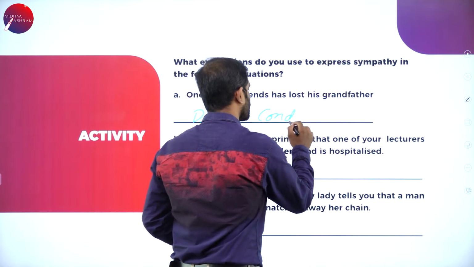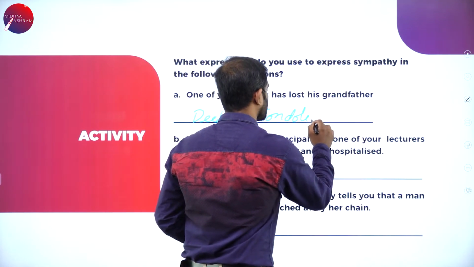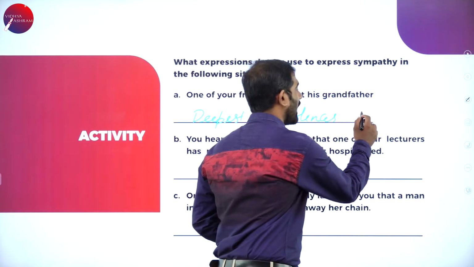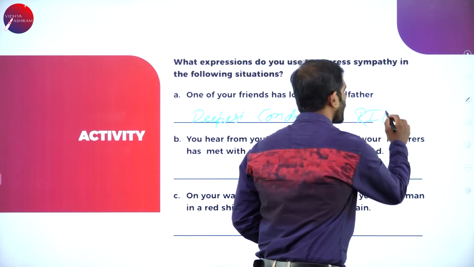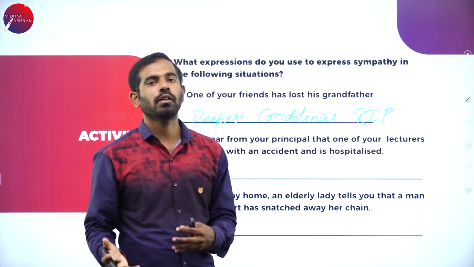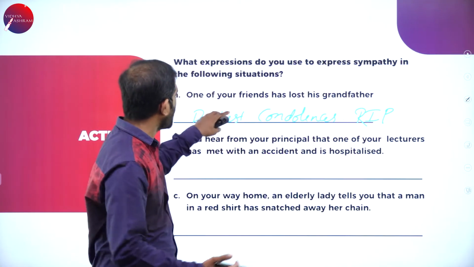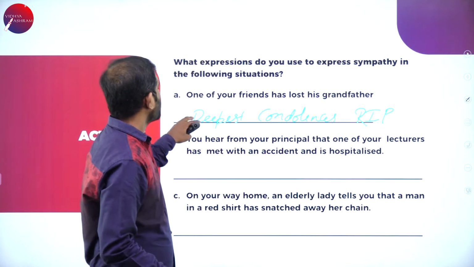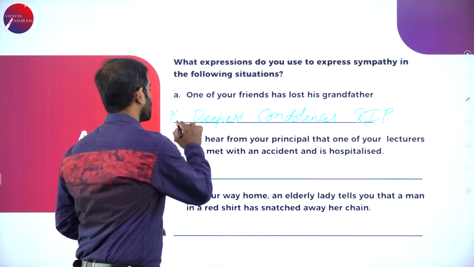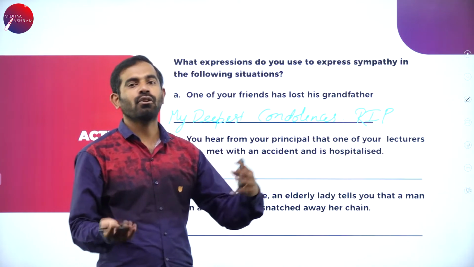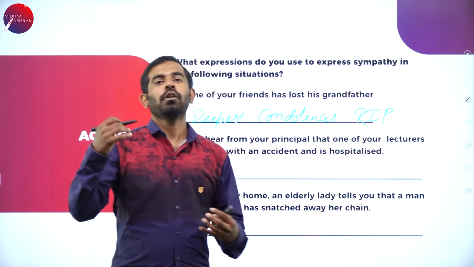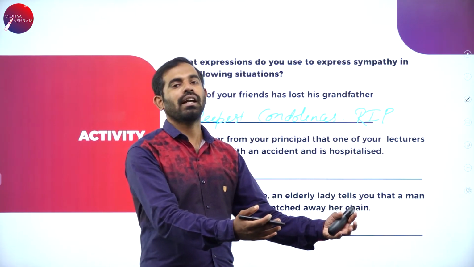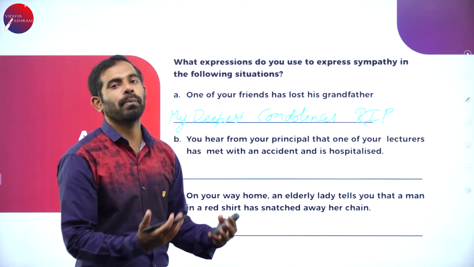Deepest condolences, RIP. We usually write this abbreviation, RIP, rest in peace. Or you can also improvise this dialogue. How? My deepest condolences to your family, to you and your family. I pray to God to give all the strength to you and your family members to bear the pain.